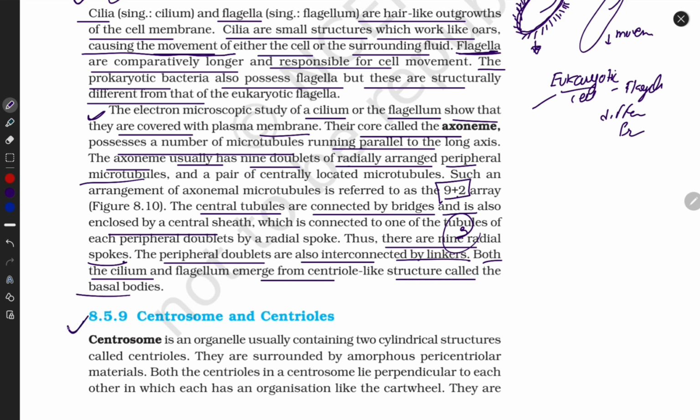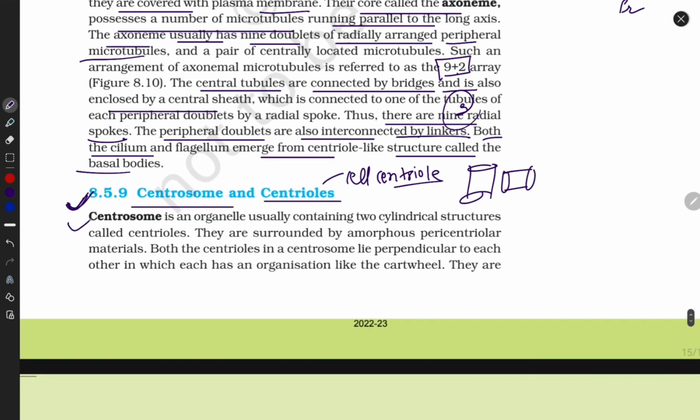Now our next organelle is centriole and centrosome. In cell division, we already know what centrioles are and how they look. I'm drawing it like this. They divide in S phase, G1 phase, G2 phase. Centrosome is the organelle usually containing two cylindrical structures called centrioles.